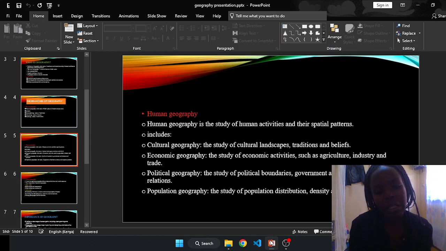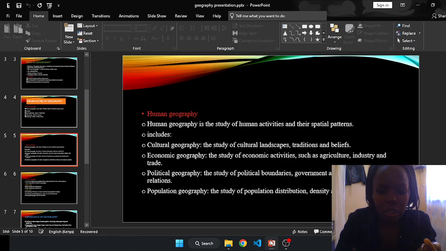After economic geography, we are going to tackle another example of human geography, which is political geography. First of all, we have to know what political geography is. Political geography is the study of political boundaries, government, and international relationships. So this political geography is also an example of human geography.